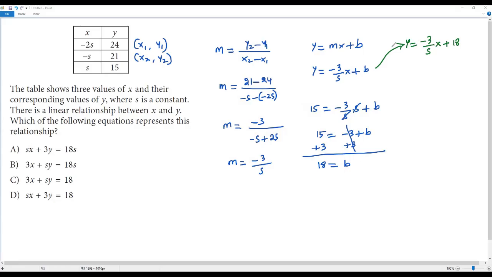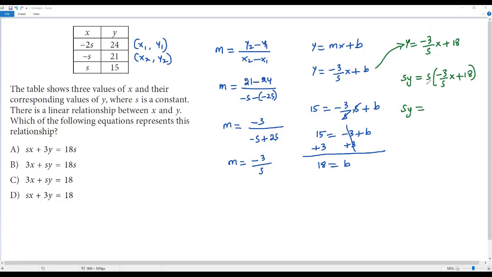Here I got the equation which represents the linear relationship between x and y in slope-intercept form. As I said earlier, in the given answer choices, we have the equation in standard form. That is, we have to get the x term and y term on the left side, a constant on the right side. Now let's get rid of this s in the denominator. For that, we have to multiply both sides of this equation by s. Then we get sy equals s times negative 3 over s times x plus 18.